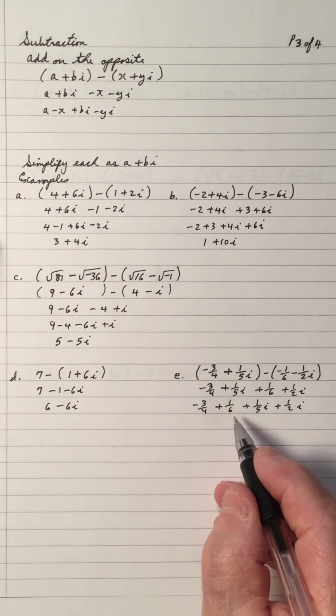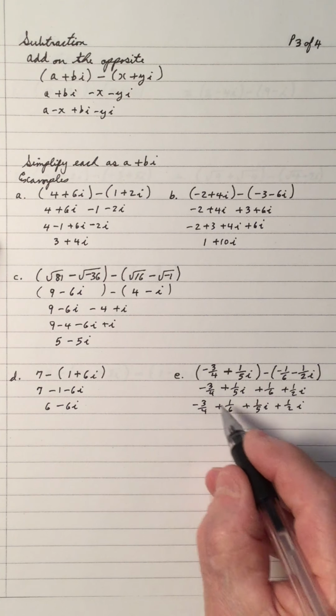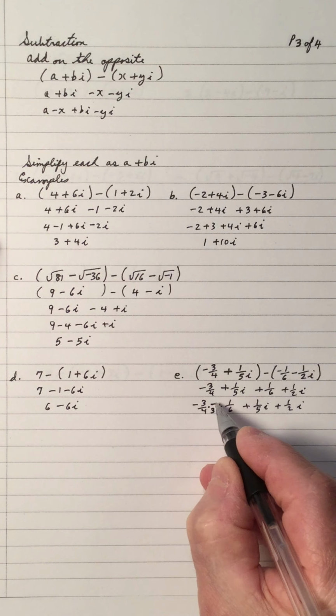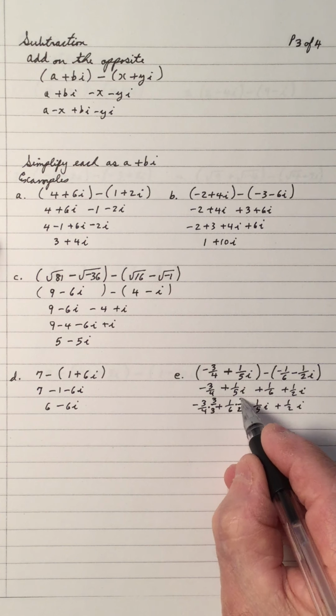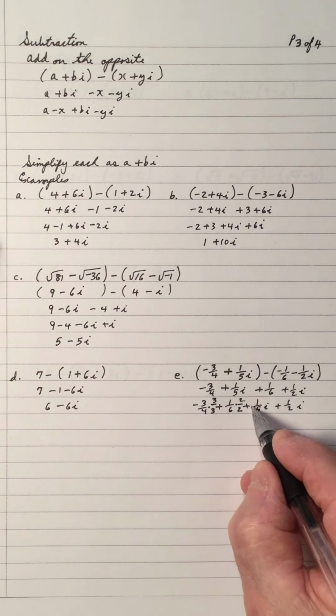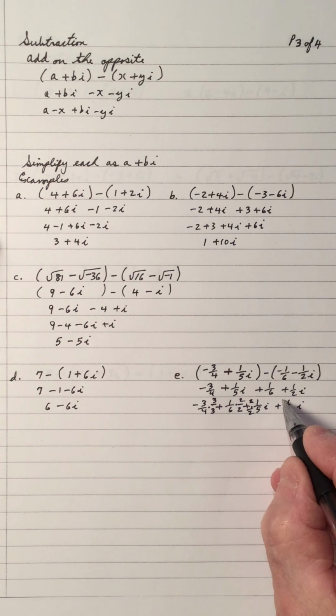When we're adding fractions, we need a common denominator. A common denominator for 4 and 6 is 12. So you multiply this fraction by 3/3 and this one by 2/2. The common denominator for 5 and 2 is 10. So you multiply this fraction by 2/2, and this one by 5/5.